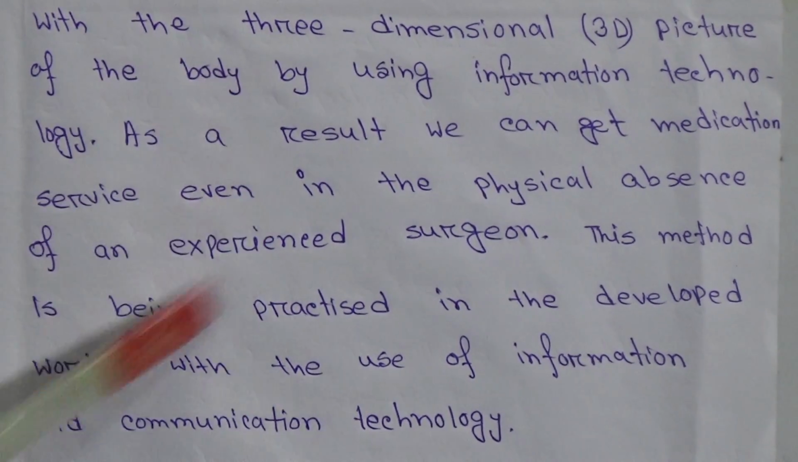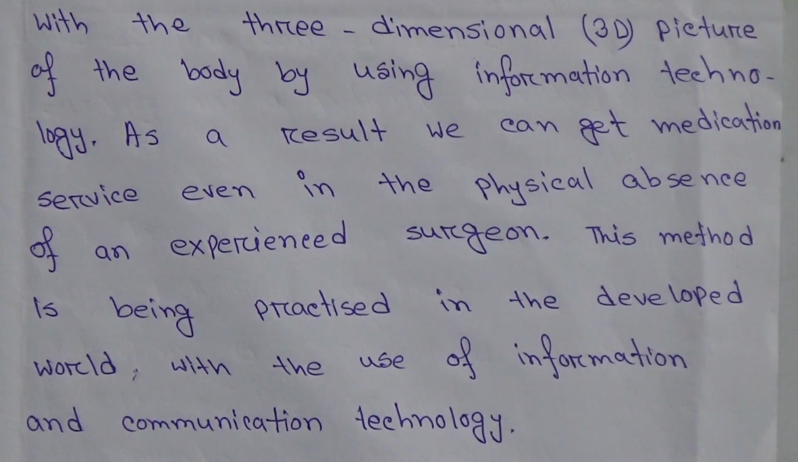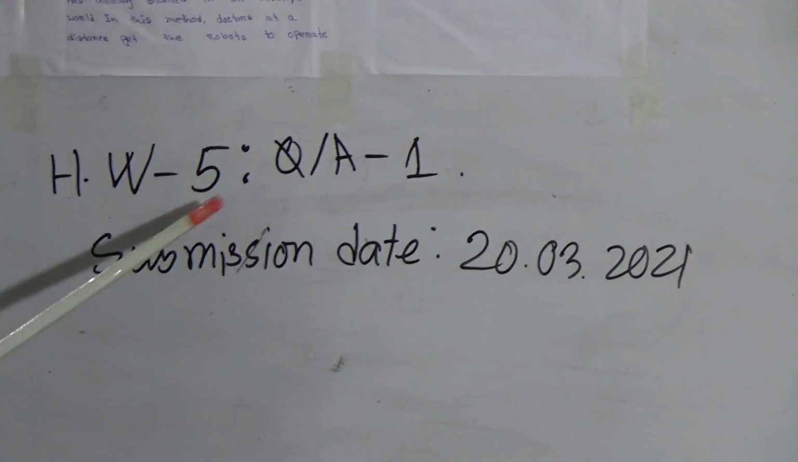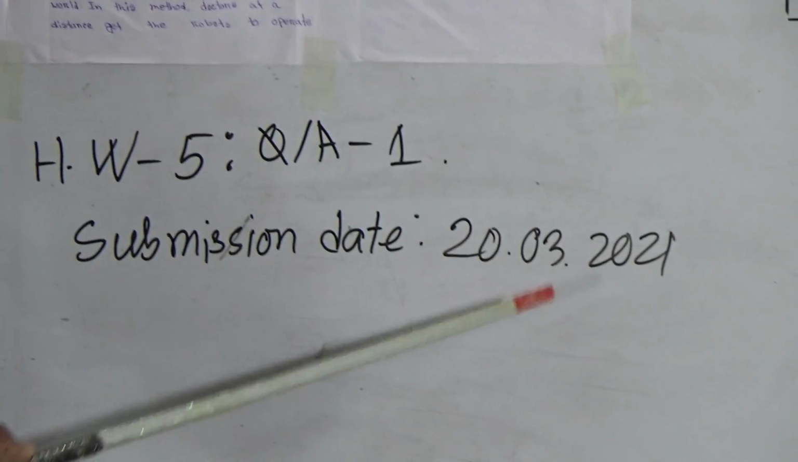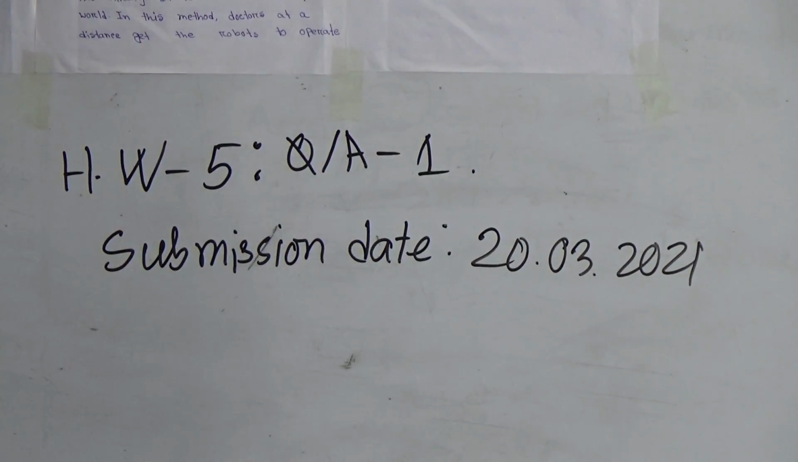Dear students, this was all about the answer of the second question, and you have homework number 5, question number 1. That means this is for your homework, and its submission date is 20th March 2021, Saturday.